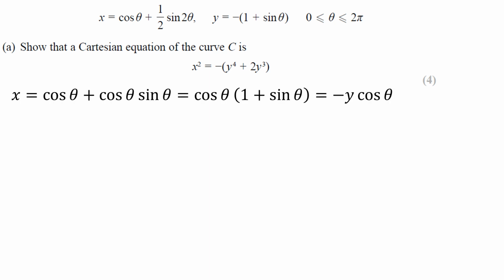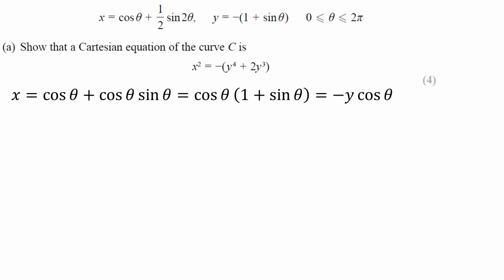So the very first thing I'm going to do is tidy up the sine 2 theta using my double angle identity. Sine 2 theta equals 2 sine theta cos theta. Hopefully you spot that very quickly, and then you recognize, oh, I could take out a factor of cos theta. And as soon as you do that, 1 plus sine theta should jump out at you. That is almost identical to the expression for y. Throw in a minus sign, and we've got x equal to cos theta multiplied by minus y.